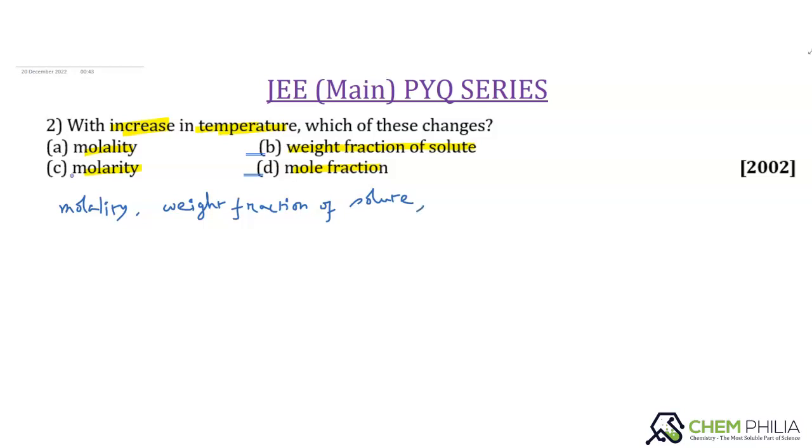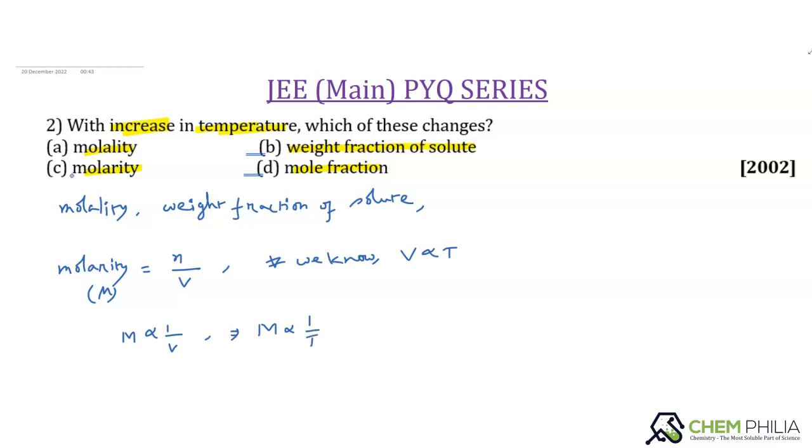Then if you look at option C, option C is molarity. Now molarity means number of moles by volume. Now we know volume is directly proportional to temperature, and molarity, which is expressed by capital M, is inversely proportional to volume. It means molarity is also inversely proportional to temperature, which means molarity depends on temperature.